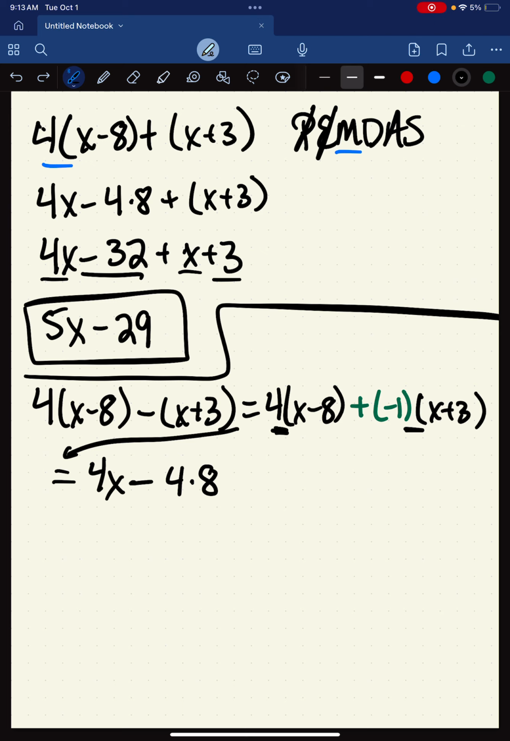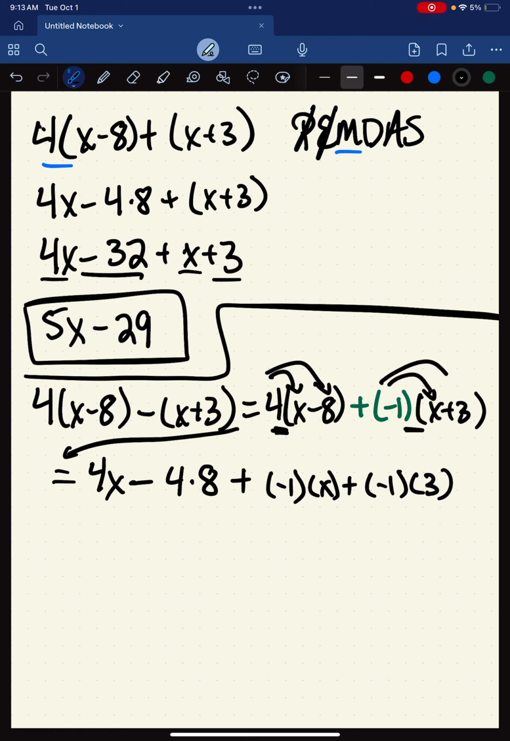And then we have plus, and we have negative 1 times x, and negative 1 times 3, right? Because we distributed the 4 to the x and to the negative 8, and we're distributing the negative 1 to the x and the 3. So now let's do some simplification.